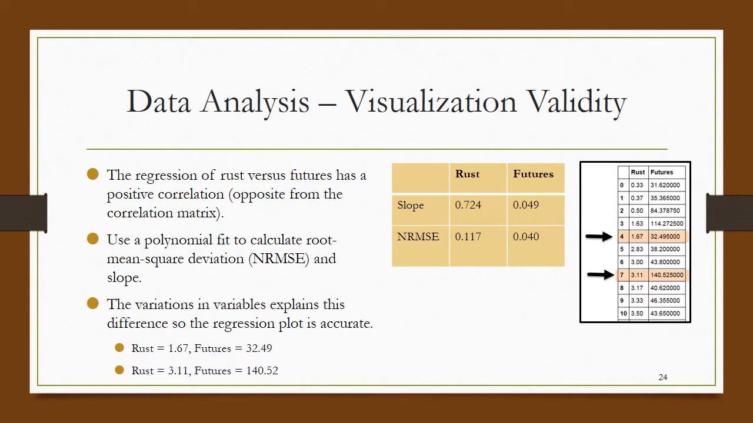The regression of rust versus futures has the opposite correlation of the original correlation matrix. Rather than a linear regression that did not fit the data, I used a polynomial fit that minimizes the square error. I calculated the root mean square error, standard deviation, and slope. If we look at the data, we see large differences between the x variable rust and the y variable futures. These variations explain the difference between the regression plot and the correlation matrix. The original hypothesis that more rust decreases futures must also be rejected.